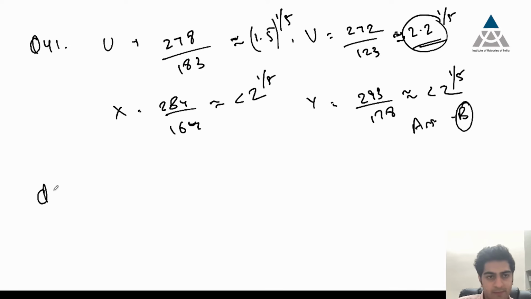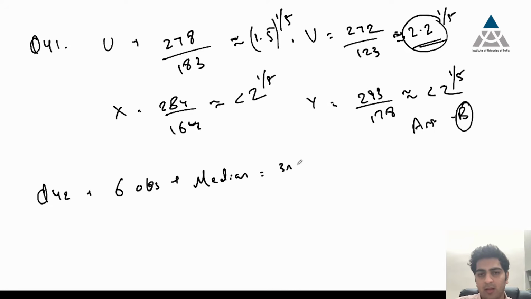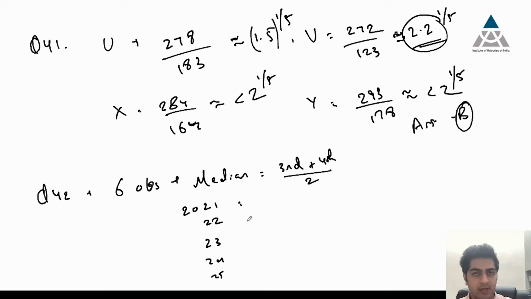So I'll just write here: 6 observations. So therefore the median each year will be the 3rd plus 4th observation, as per the ascending order, upon 2. Correct? So once this is clear, now let's try and find the median for the 5 years, and then let's look at the growth rate. So 2021, 22, 23, 24, 25. Let's find the median for each of those years.